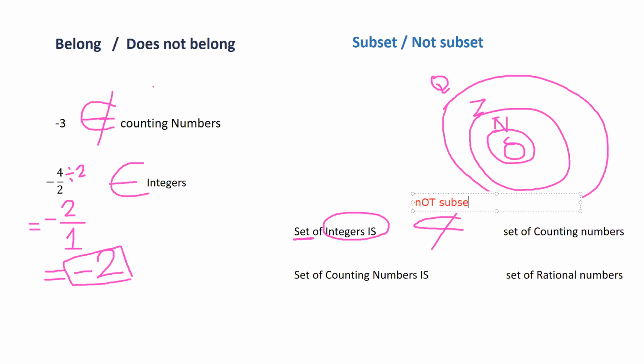What about the second one? Set of counting numbers. The counting numbers here is subset to the rational. Is it a part inside the rational? Of course. So this is a subset, yes. Okay.